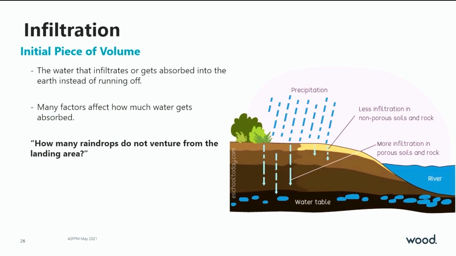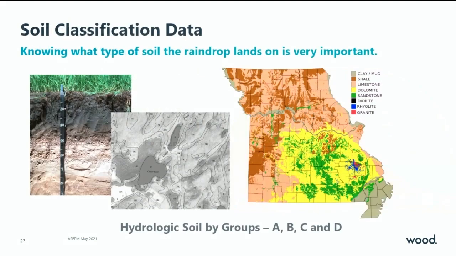Infiltration is the initial piece of determining the volume of the runoff. It's very important for us to determine how many raindrops do not venture from their landing area. One of the most important parameters associated with that is the soil that the raindrop lands on in its landing area. Typically in hydrology, we're looking for 4 hydrologic soil groups, A, B, C, and D. A being a very sandy soil, D being a very clayey, non-permeable soil.